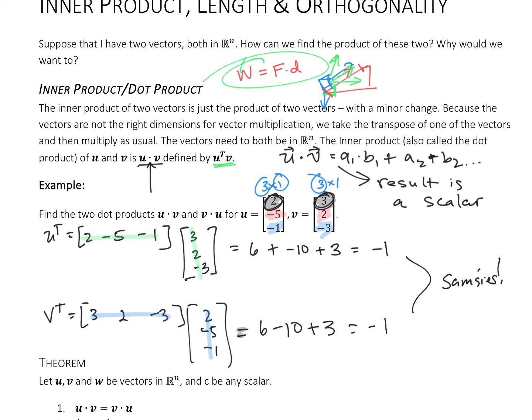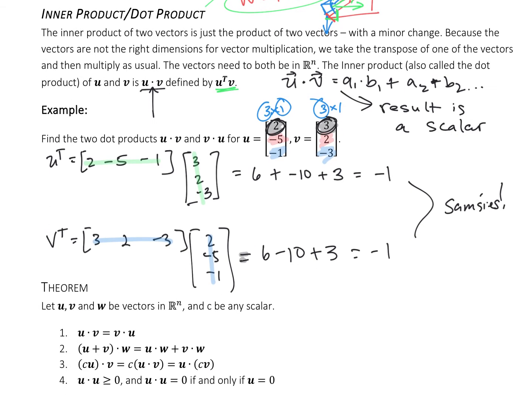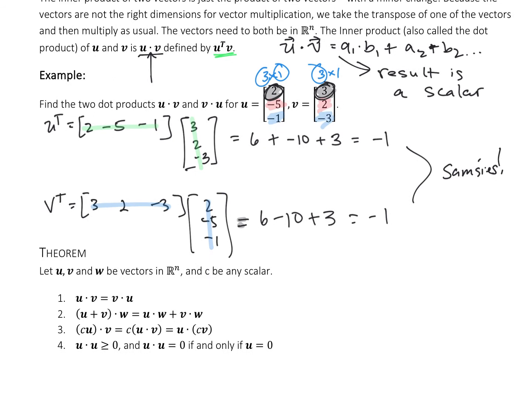Yay. In fact, that is a property: the dot product of any two vectors does not matter the order that you go in. The dot product is commutative, right? It doesn't matter the order that we go in. The dot product is also associative, right?